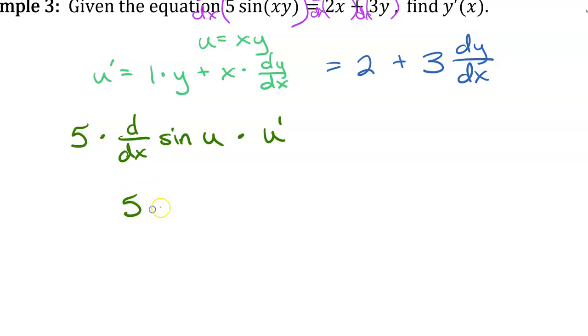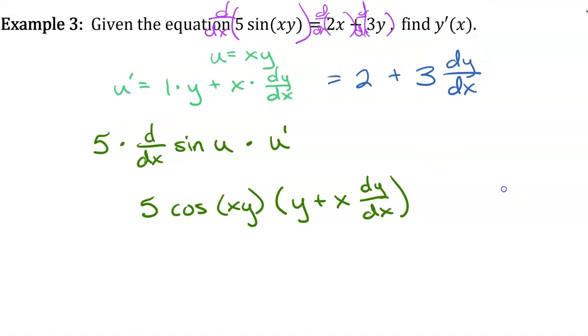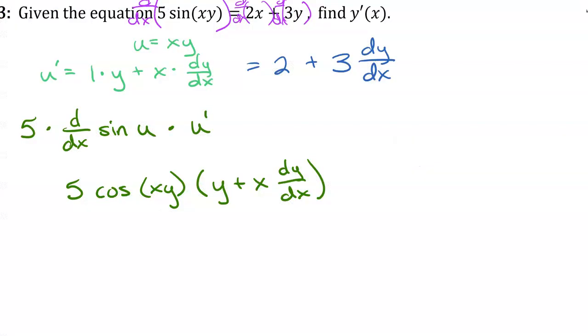So that would be 5, derivative of sine is cosine, and then u is xy, times u prime, which is y plus x dy/dx. And that's the left side. And then we have the lovely right side. So we're trying to solve for dy/dx here.